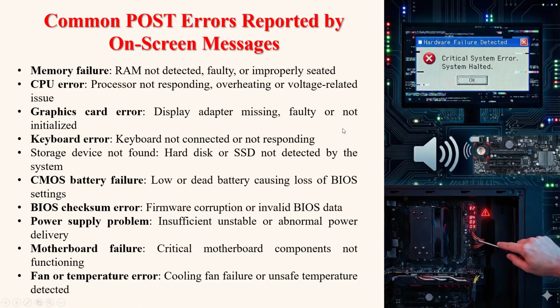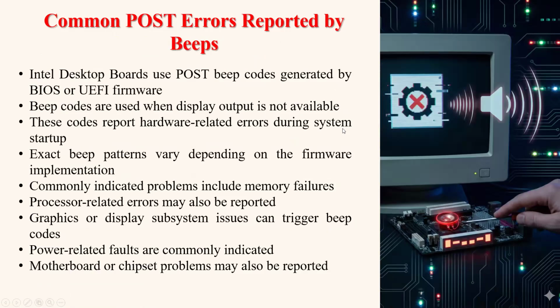Now consider a situation where, let us say, the display is not working. In such cases, the system cannot show the error message on the screen. So how does the computer communicate such a problem? It makes use of sound. The system produces beep sounds called beep codes. Different beep patterns indicate different hardware problems. And this method is very, very useful when no visual output is available. It shows that the computer always tries to communicate problems in some way.